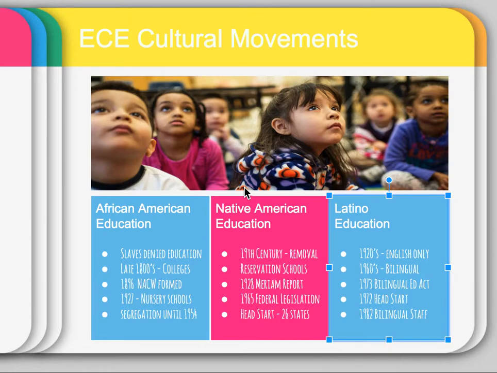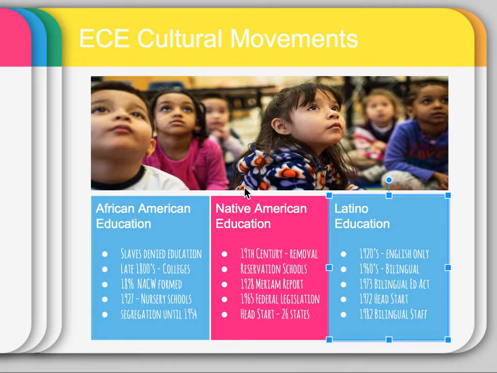Basically, we're going to start with the African American movement, and we see that throughout history, African Americans have been denied power. And so we begin with the education of slaves being denied education. It was illegal to teach slaves to read or write, and they were definitely not allowed to attend any school.